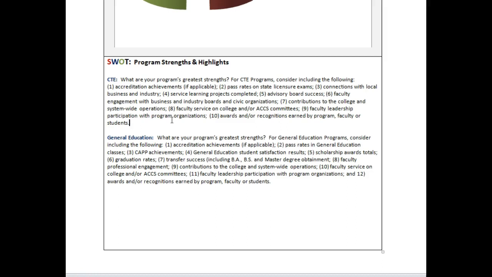Faculty, this goes into all different types of areas. For Gen Ed, it's kind of the same thing: accreditation achievements if it's applicable, your pass rates in your Gen Ed classes, your CAP results, your satisfaction surveys. Again, if you're not doing those program satisfaction surveys, you need to get started. Your transfer success, your faculty service, how they are participating in professional development. It goes on and on and on. So on this one, it looks like there's 12 for the general education area. So this is the meat. This is the bulk of it.